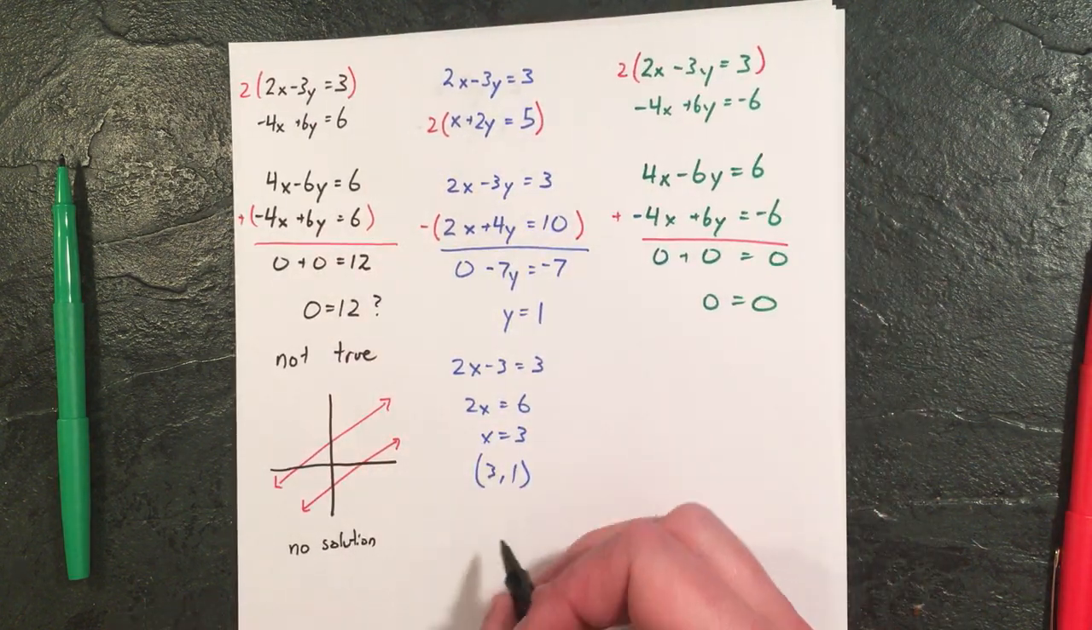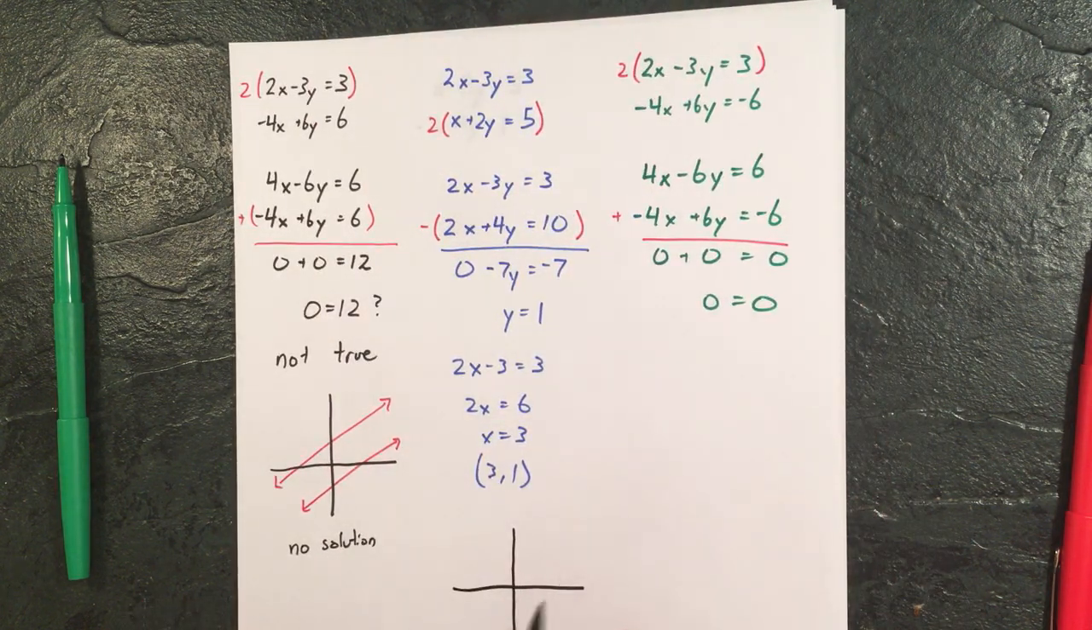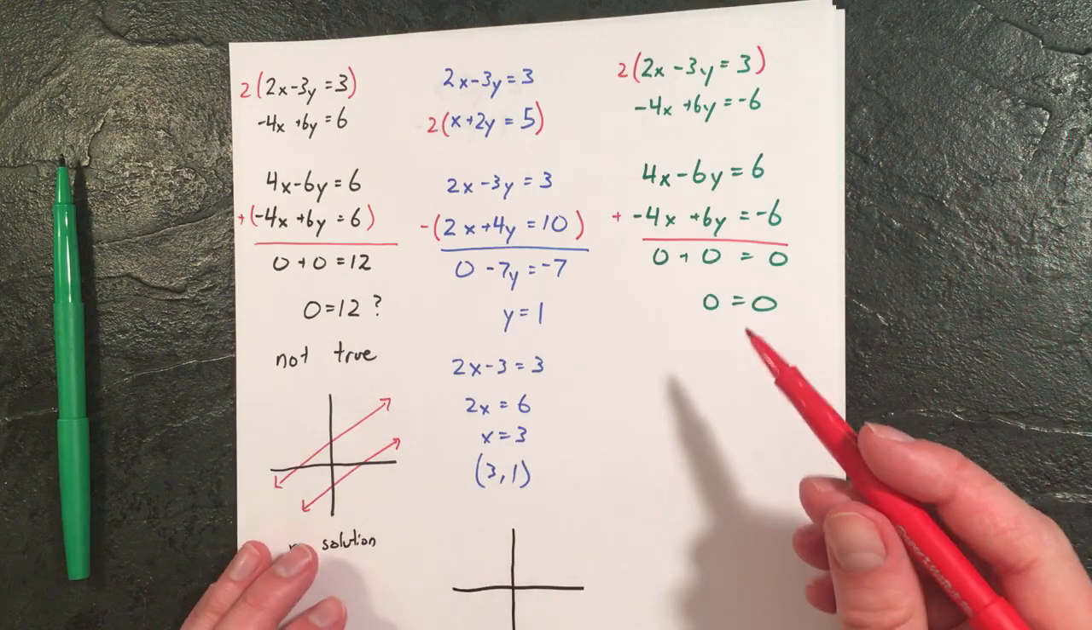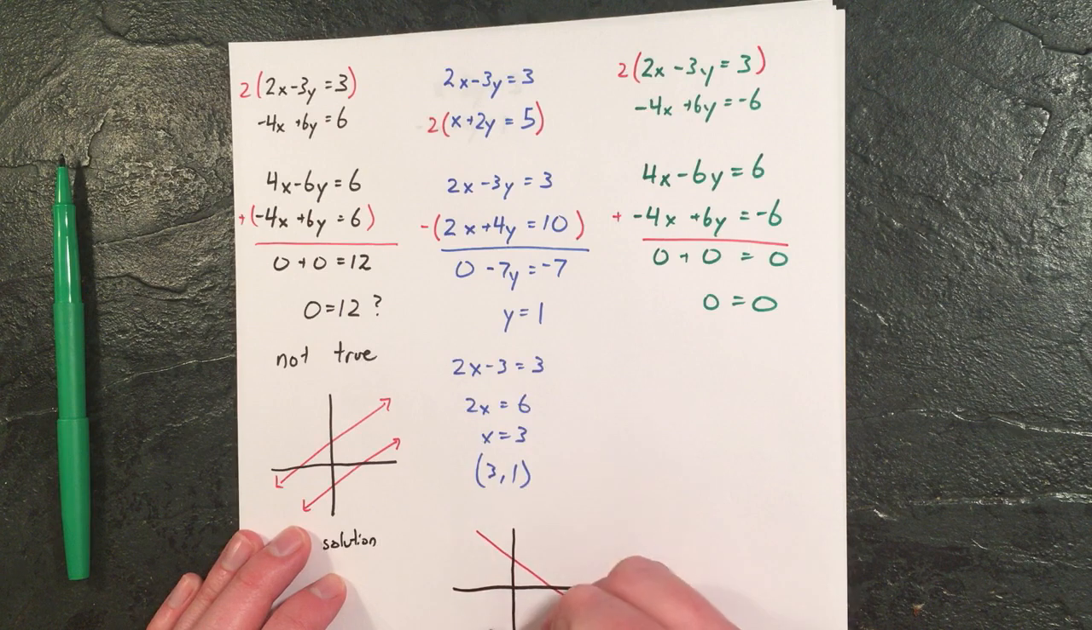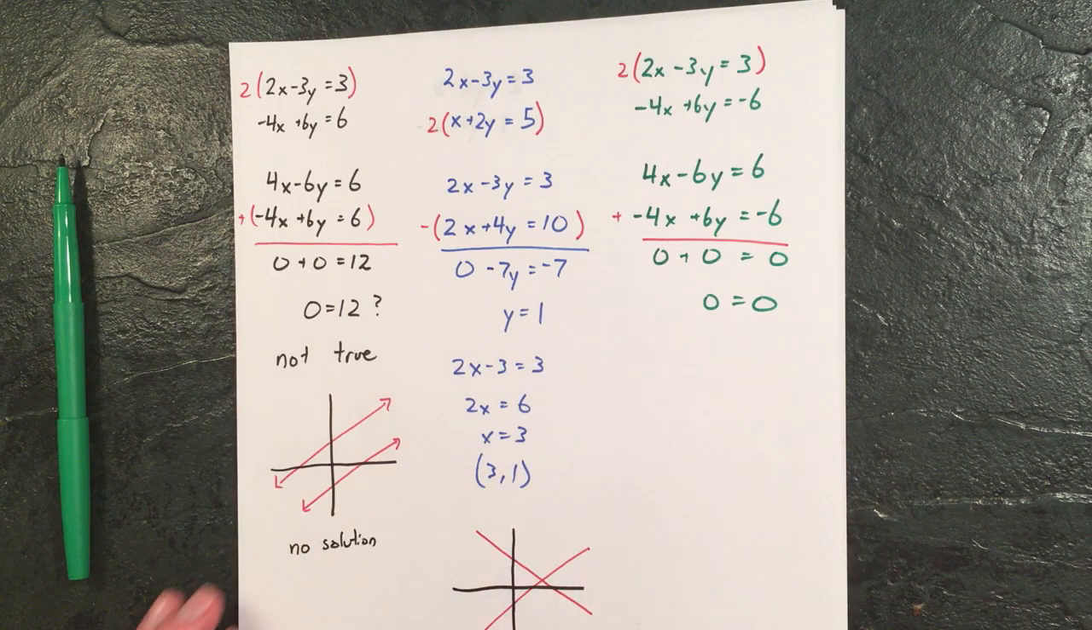The middle one, there's exactly one solution, which means, yet again, not sure what these lines look like, but they're going to cross at 3, 1. So I don't know, something like that.